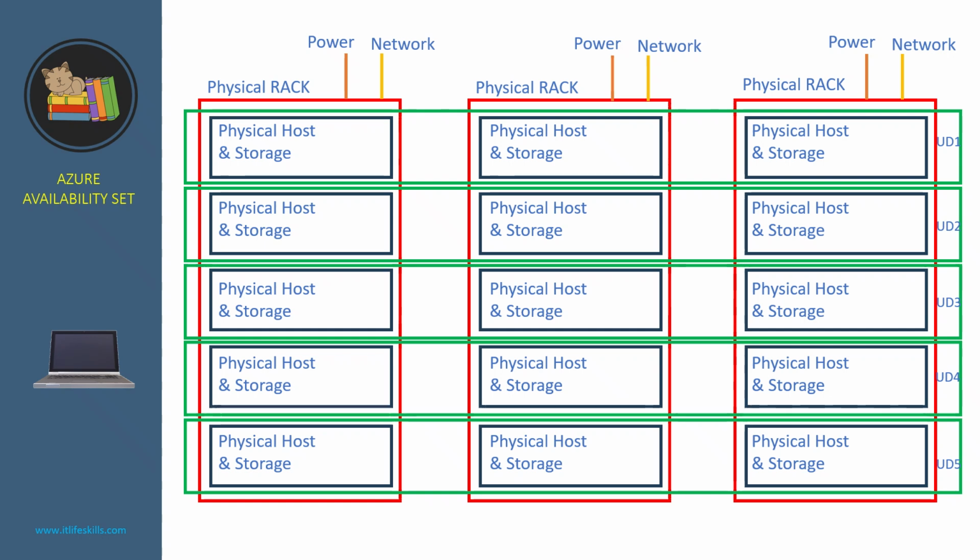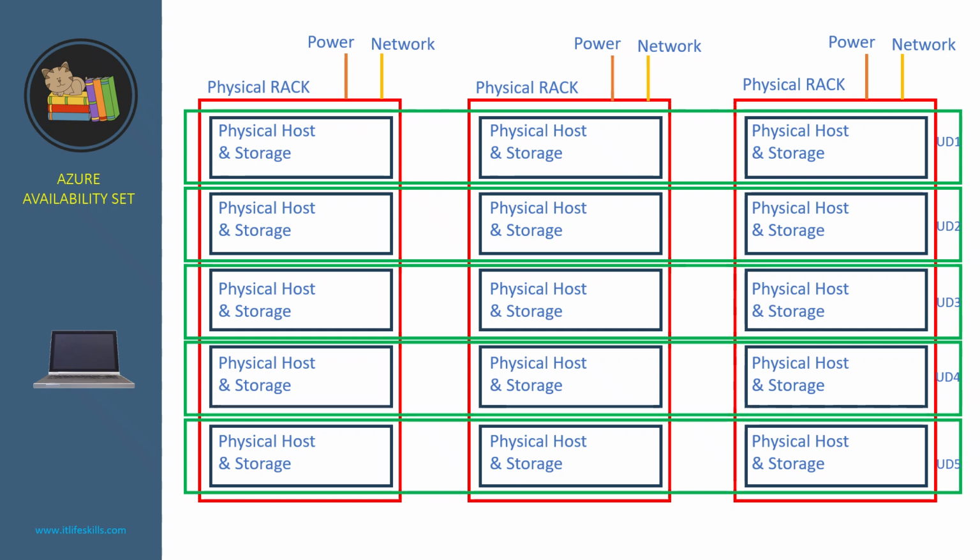To use an availability set, you must create the availability set first, then create Azure VMs inside that availability set. Azure will automatically distribute the VMs across the available fault domains and update domains to improve the availability of the set.